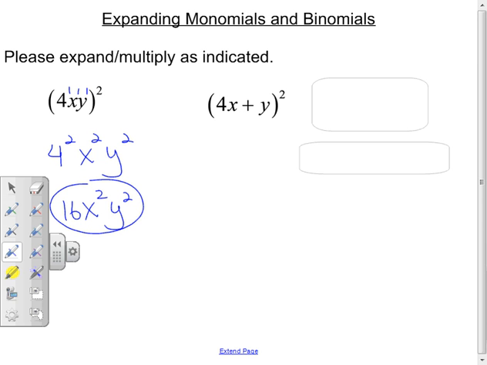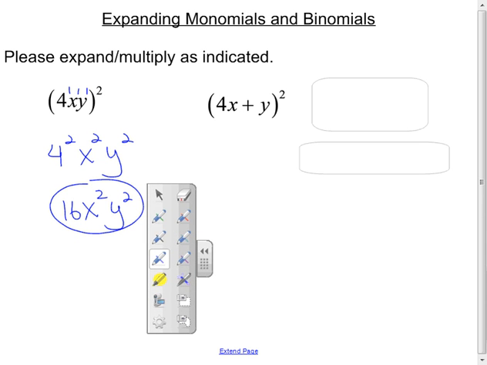Okay? Now, the problem on the right is a little bit different. We notice it says the quantity of 4x plus y all squared. Now, I will write this part in red. This is completely wrong. This is where kids say, oh yeah, if we're just squaring both terms, I would square the left term and the right term, getting 16x squared plus y squared. This is in fact wrong. It seems right when you first look at it, but it's wrong.